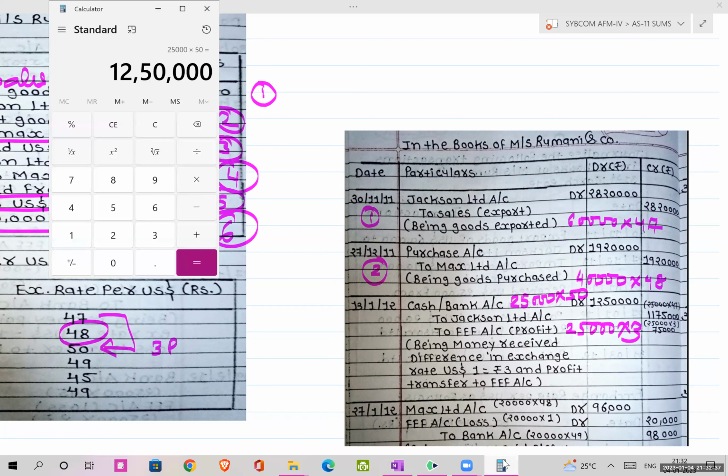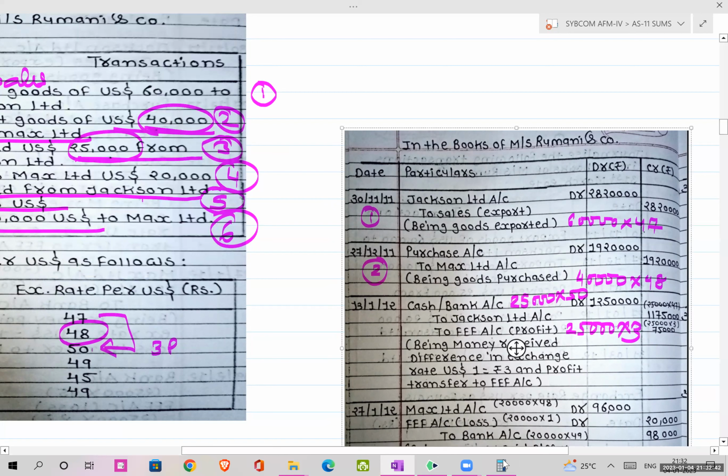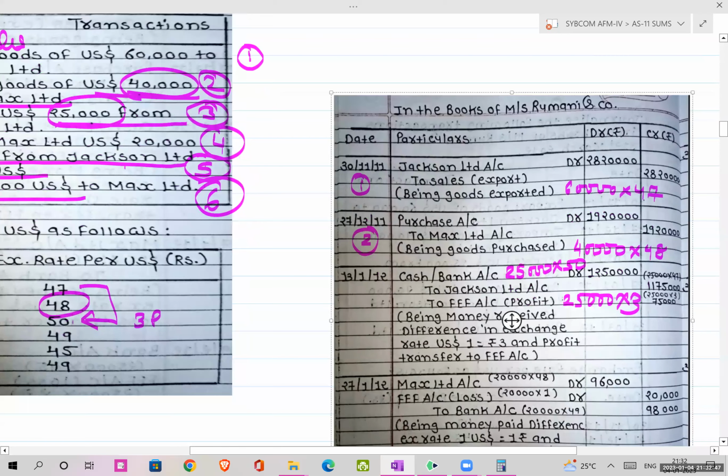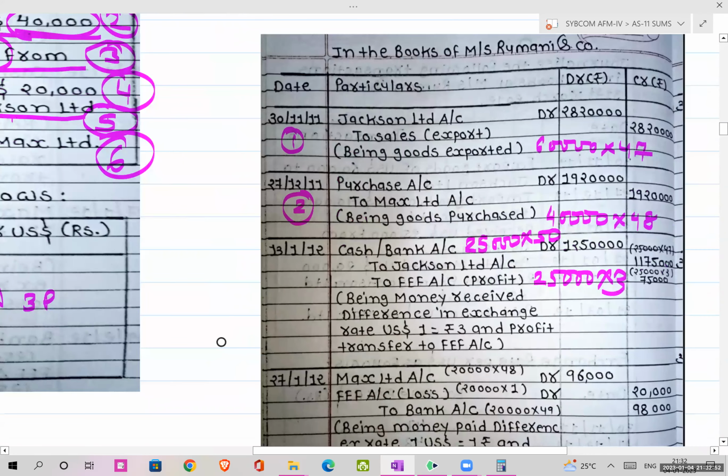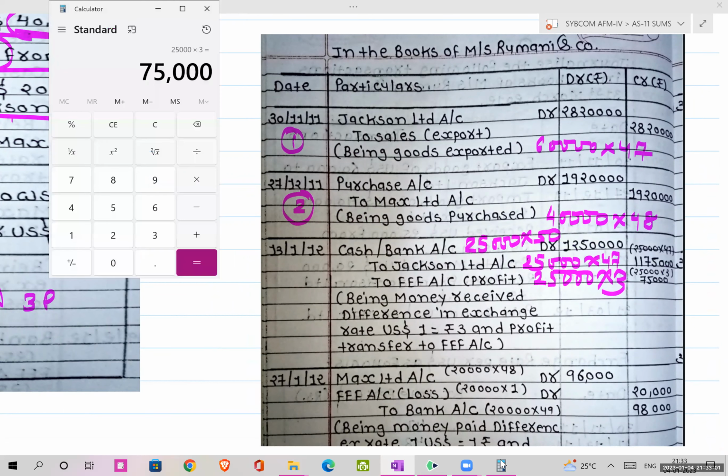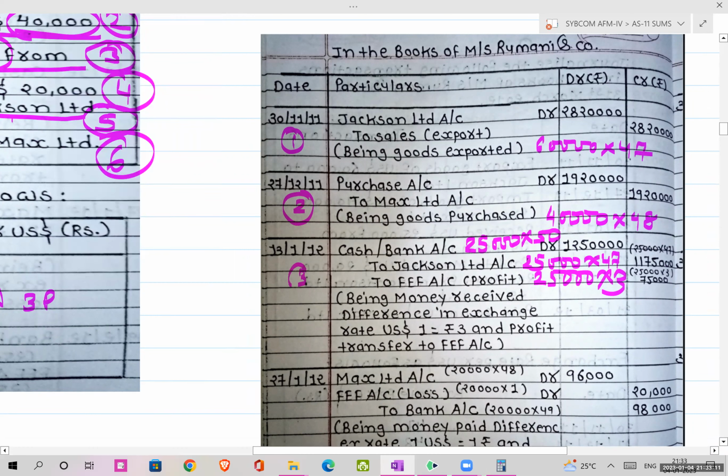So 25,000 into 3 rupees. 75,000 का मुझे प्रॉफिट हुआ है. ओके, ठीक है, and 25,000 into the deal was at 47. So 25,000 into 47, 11,75,000. Okay, so this is my third transaction.